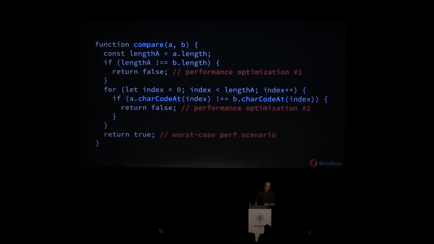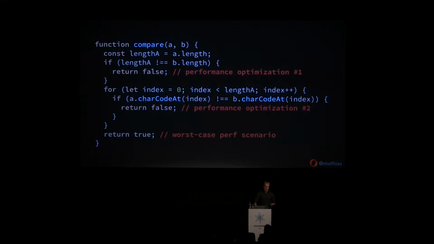Now, another performance optimization takes place in the loop itself. As soon as we find a single character code that differs between the two strings, we can break out of the loop and return false right away. We don't need to check the remaining characters anymore because we know there's at least one difference between the two strings. Now, in terms of performance, the absolute worst case is when the two strings are equal, because that means you have to complete the entire loop and compare every single character, and only at the very end you know for sure that the two strings are the same. And that's when you return true.